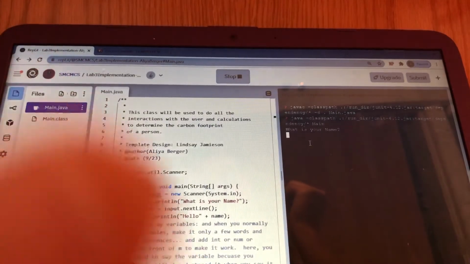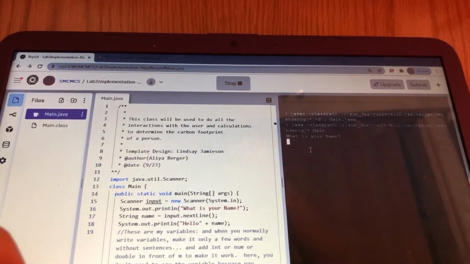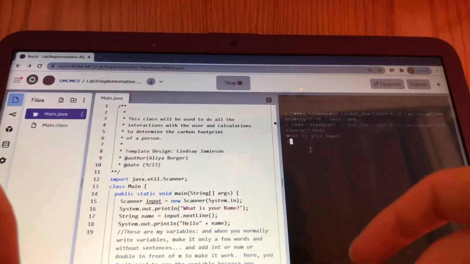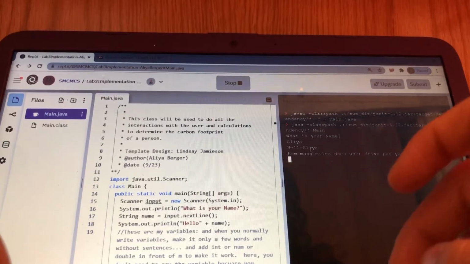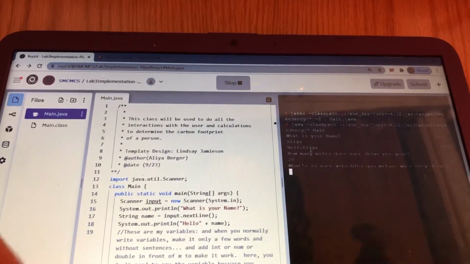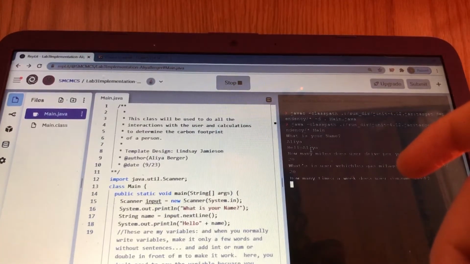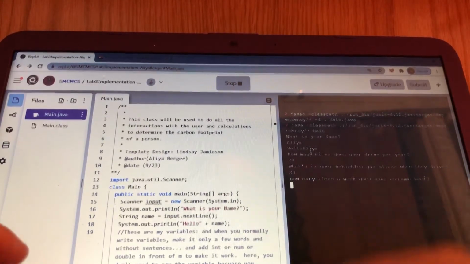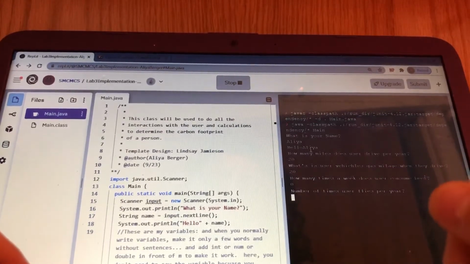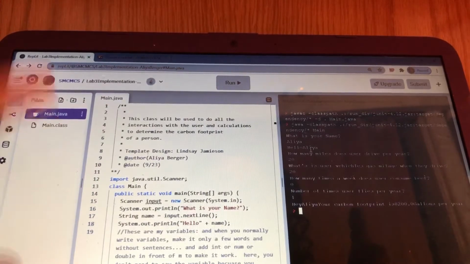Okay, so what is your name? I need to run this so that we can see the calculations properly. So let's just go with my real name. Say I drive, how many miles do I drive per year? 20. What is your gas mileage? 20 miles per gallon. How many times a week does the user consume beef? 0, I'm vegetarian. Number of times user flies per year? Once, barely go anywhere. And then it calculated.